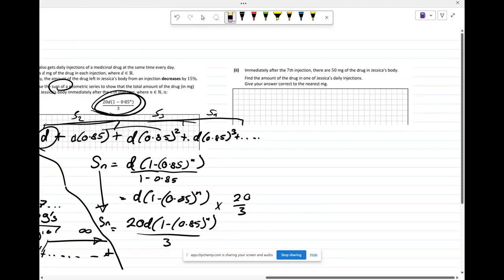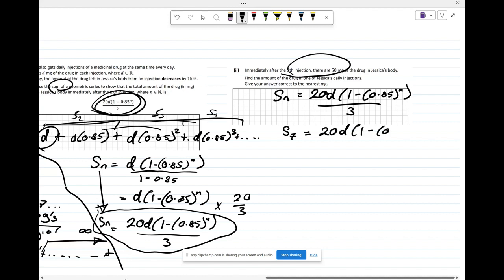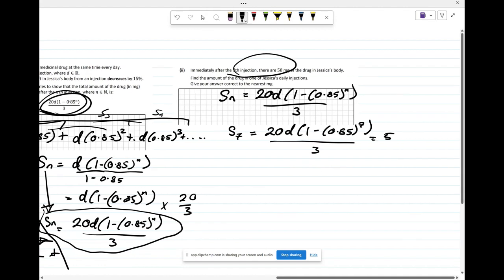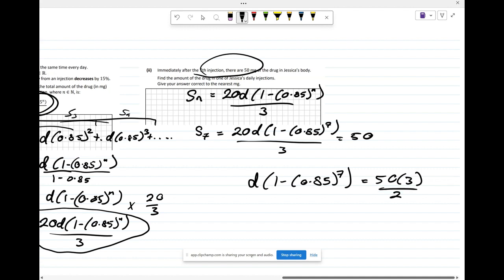Okay, well, we just figured out a formula for the sum, the amount of drug left in her body, and that's 20d(1 minus 0.85 to the power of n) over 3. Now we're told that after the 7th injection, so S7, she's going to have 50 milligrams left in her body. So 20d(1 minus 0.85 to the power of 7) over 3 is equal to 50, and now we just have to find d. So if we multiply across by 3 and then divide by 20 at the same time, we'll get d(1 minus 0.85 to the power of 7) equals 50 times 3 over 20.